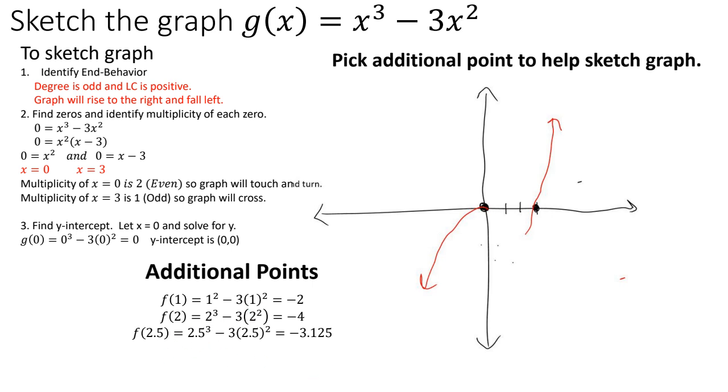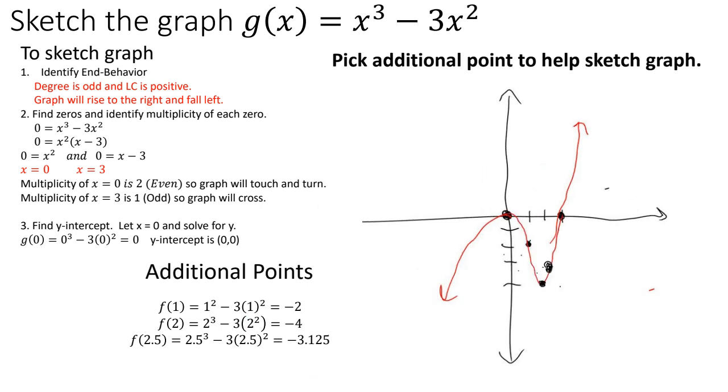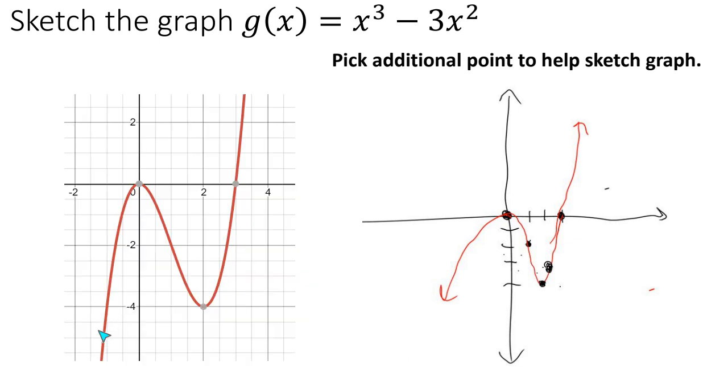So now that we did that, here is my 1. It gives me negative 2. My 2 gives me a negative 4. And then I did 2.5. So that tells me it goes back up. So now I can just sketch the graph. And so this is the graph using the decimals. So it looks like it, right?